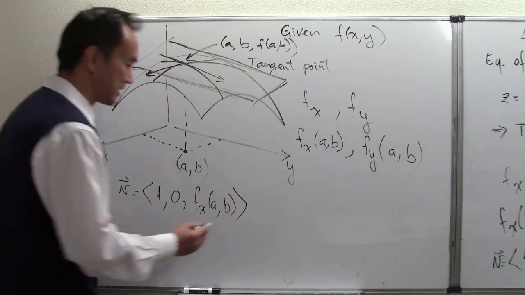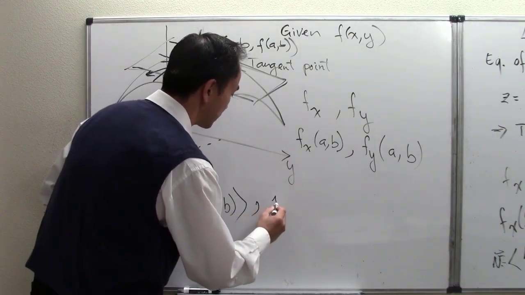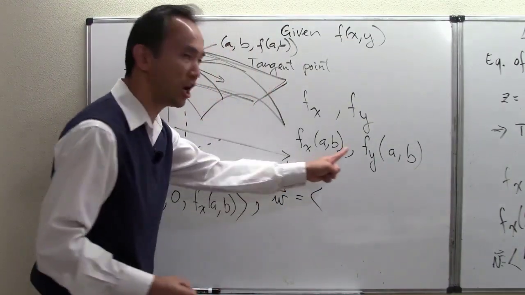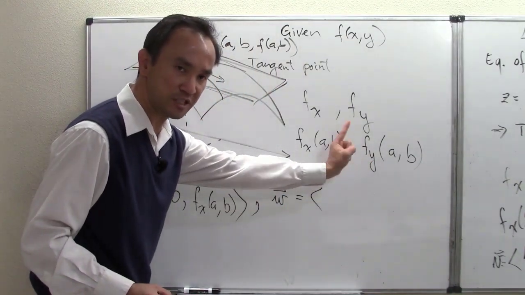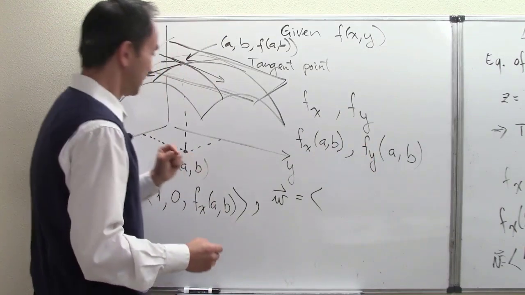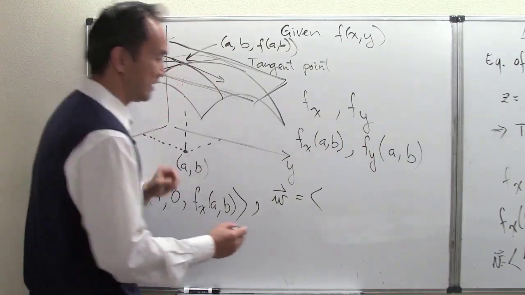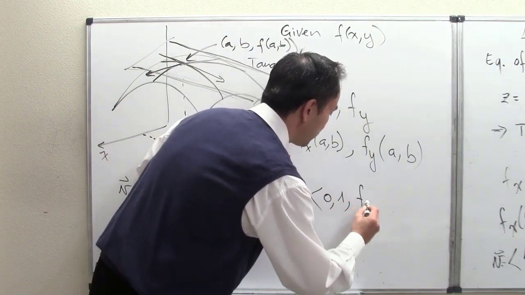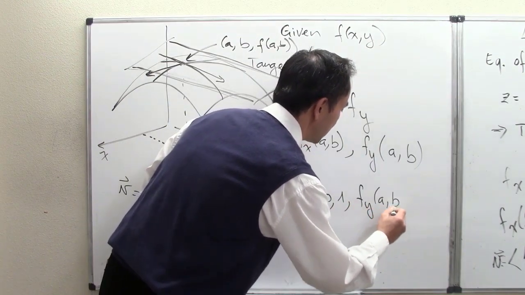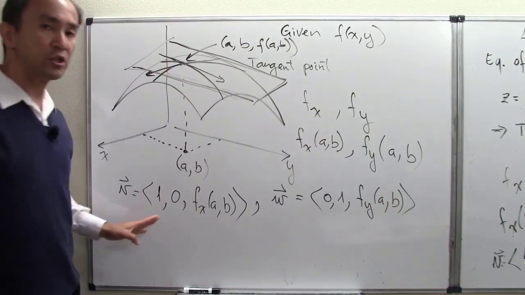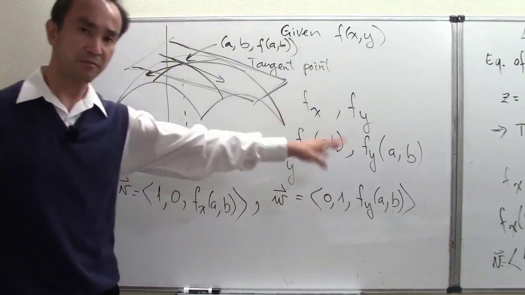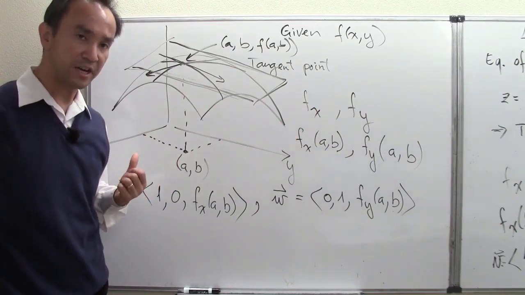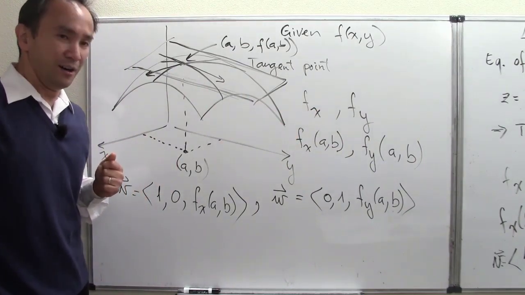Then we can call another vector w, the vector that aligns with the tangent line on the y-axis, along that tracing curve there. So it's going to be, this time, 0, 1, f sub y at a comma b. So we drew out these two generalities right from the step that we were working with, and I put in hopefully enough detailed explanations earlier.